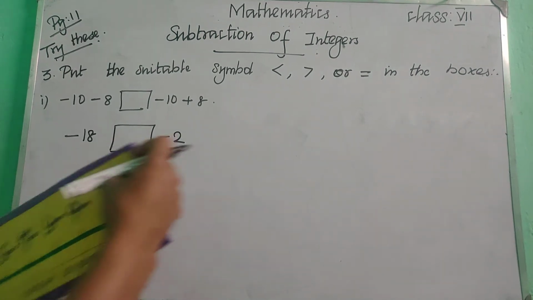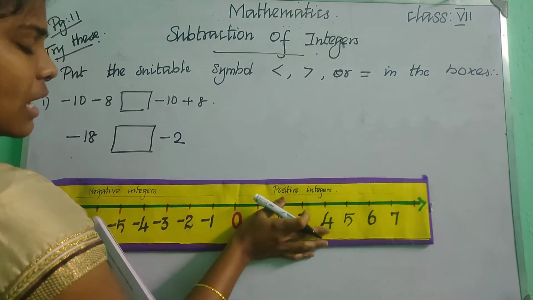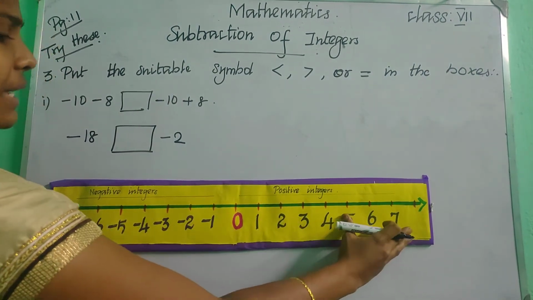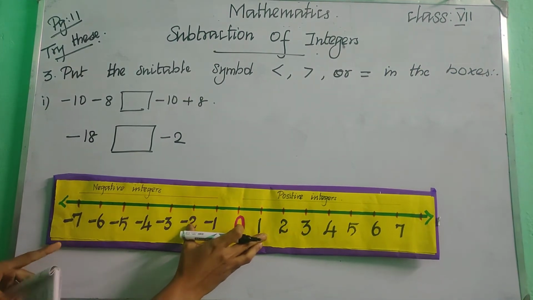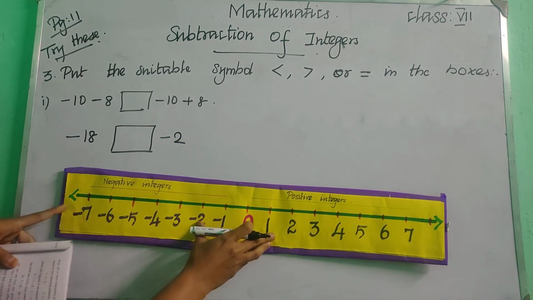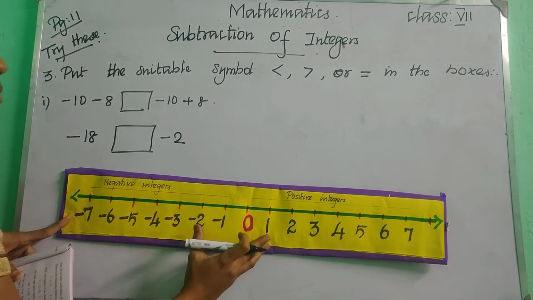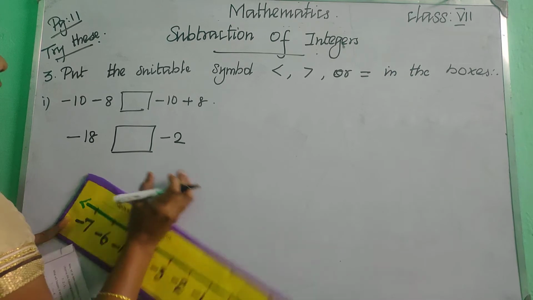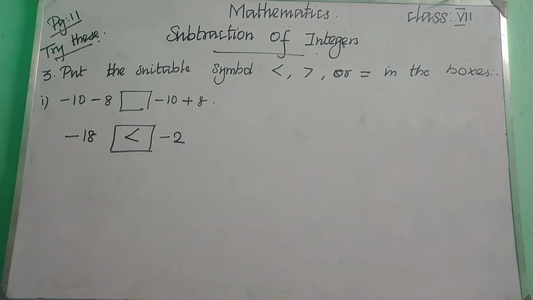On the number line, the numbers on the right hand side are bigger. See, we are having minus 2 here and minus 18 will come on this side, so minus 2 is bigger. Okay children, so the answer is minus 2, it is bigger. Likewise, all other sums are your homework.